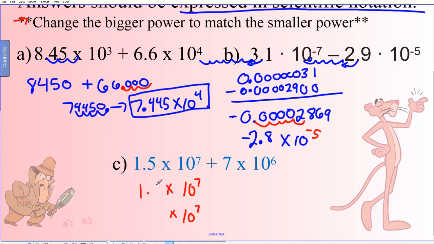So the first one is going to stay the same. It's still 1.5 times 10 to the power of 7. Here, if you think about it, I need to move my decimal one more place this way. Because normally, if you move the decimal 6 places, 1, 2, 3, 4, 5, 6, you get here. To make it to the 7th place, I need to go one more place farther. So this becomes the number 0.7.